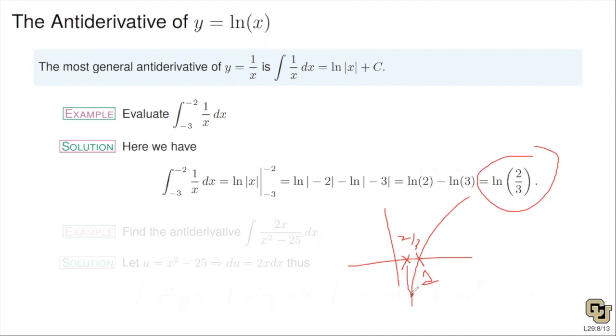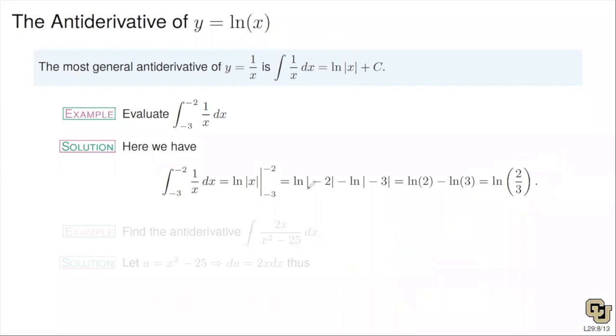And we'd get a negative answer. So here, using the absolute value is really important. If I didn't have absolute values here, the natural log would not even be defined because I'd be trying to take the natural log of a negative number. And I go, uh-oh, something's wrong. So the absolute value is crucial.